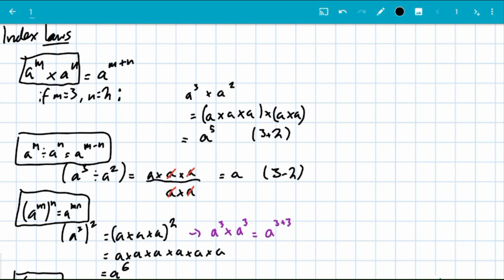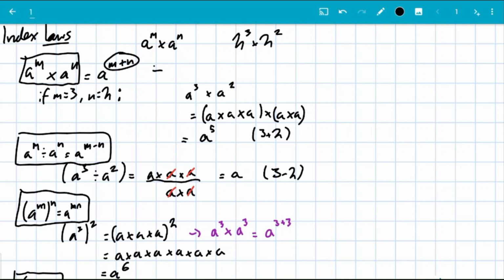The first rule is that if you have a base to the power of something times another base to the power of something, the same number, so for example 2 to the power of 3 times 2 to the power of 2, the indices are added together. So this is shown here, m plus n.